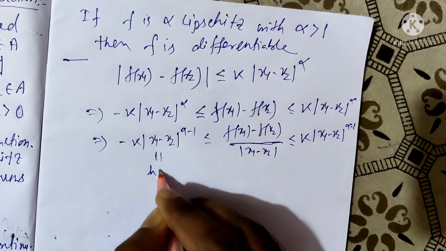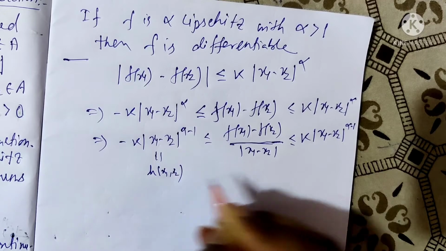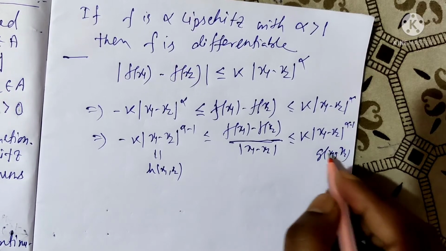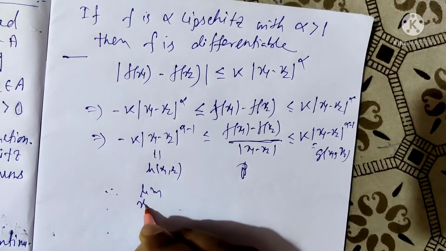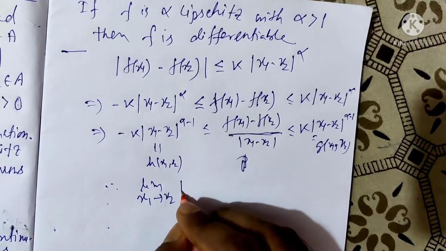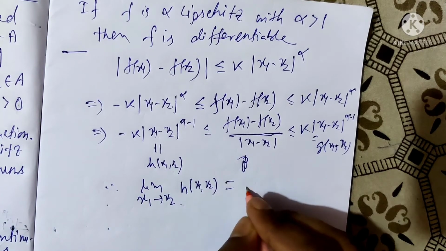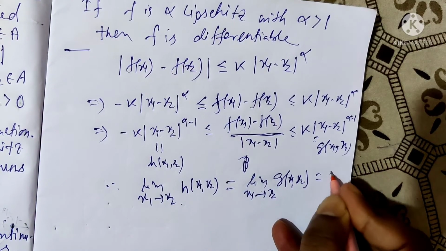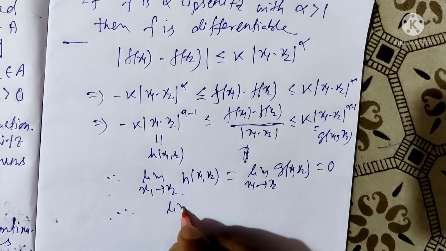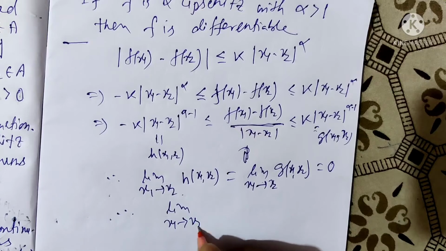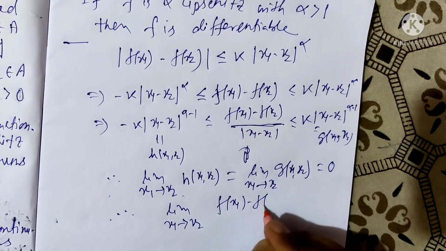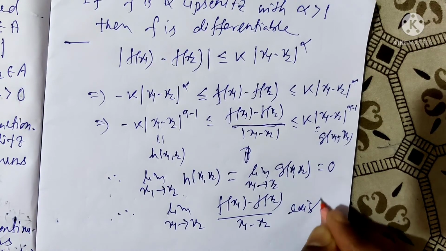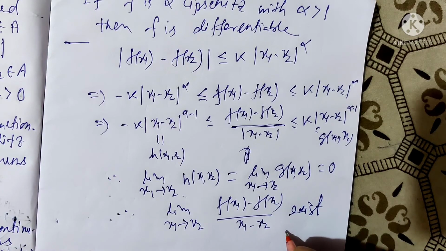Therefore the left side equals h of x1, x2 and the right side is g of x1, x2. Therefore the limit as x1 tends to x2 of h of x1, x2 equals the limit as x1 tends to x2 of g of x1, x2, which equals 0. Therefore the limit as x1 tends to x2 of f of x1 minus f of x2 divided by x1 minus x2 exists and equals 0.